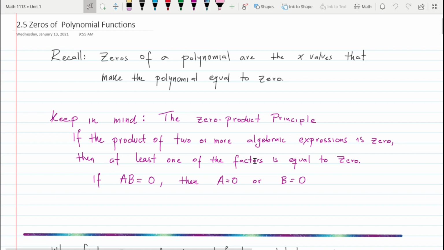So for example, if we have the product a times b, and all of that is set equal to 0, then either a has to be equal to 0 or b has to be equal to 0 at some value. Okay, and so think a and b are larger algebraic expressions, then we would be looking for a value of x that makes that equal to 0, and so on.